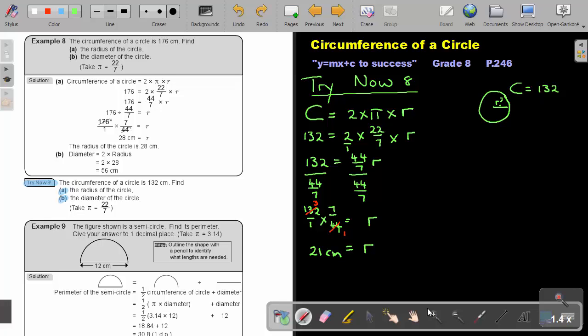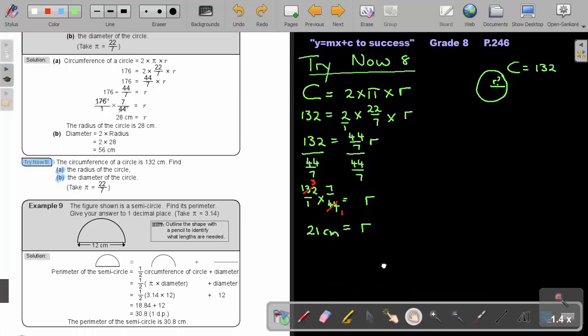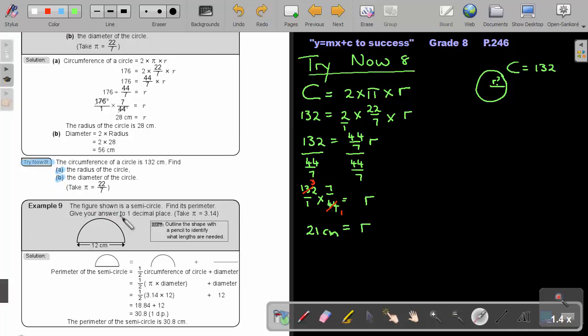Okay, let's look at example 9. Let's just move it a little bit up. The figure shows a semicircle. Find its perimeter. Now, remember, the perimeter is always starting there, going all around the figure until you end where you started. So basically, it's half a circle, but I'm not at my beginning, so plus the diameter. They outline the shape with a pencil to identify what lengths are needed.